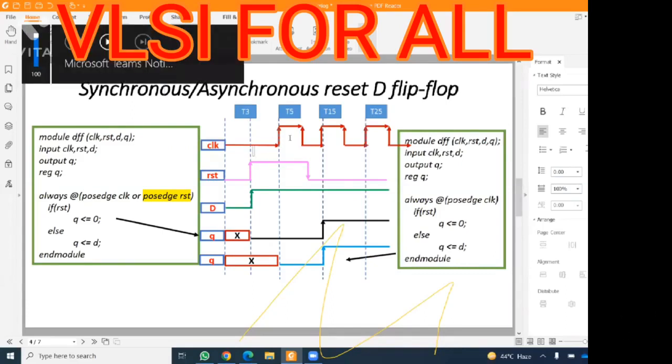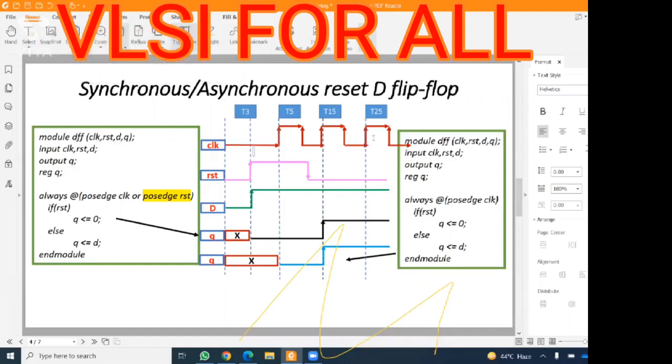Okay, let's understand this. This is a Verilog code for synchronous and asynchronous. So which one is synchronous? The right side is synchronous. Okay, and this one is asynchronous. Correct? Yes, sir.